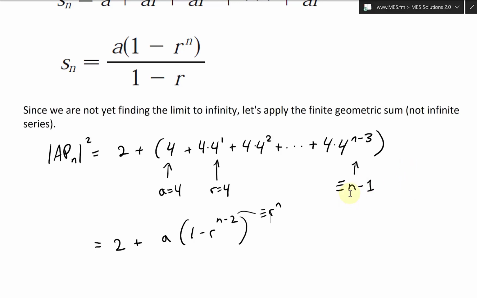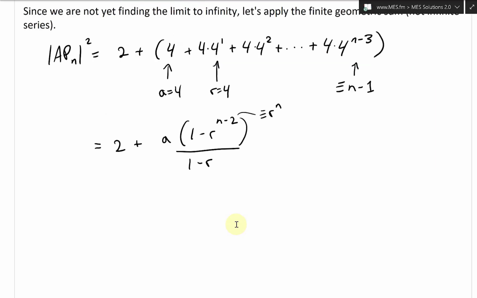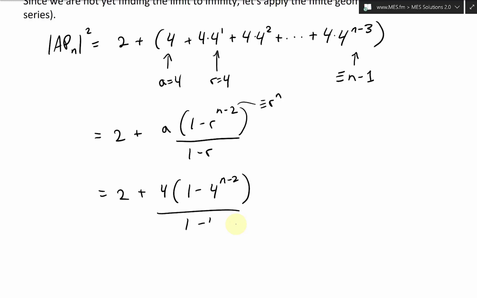That is equivalent to the n minus 1 there, or this part right here, r to the n. And then divide this by 1 minus r. All right, so now we can input our parameters. So 2, and then our a is 4, then 1 minus 4 to the n minus 2, all over 1 minus 4.